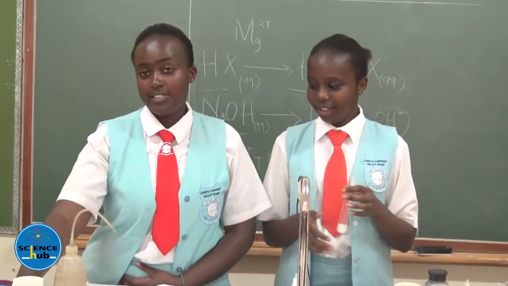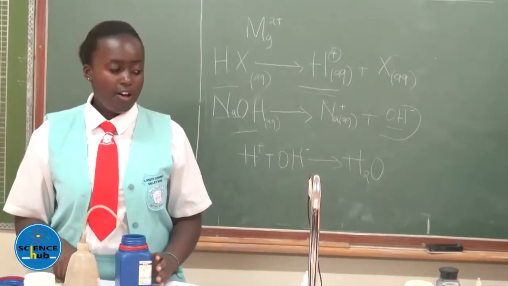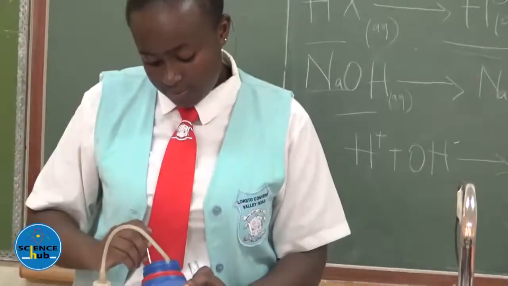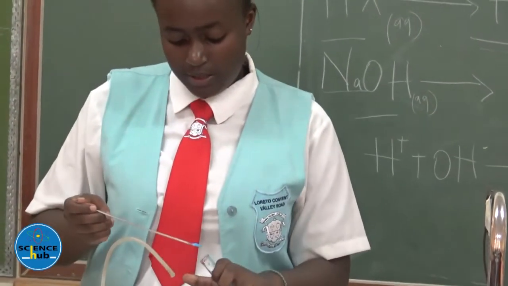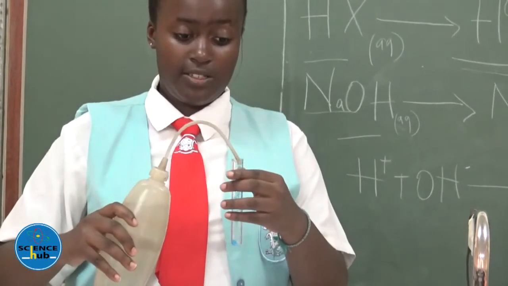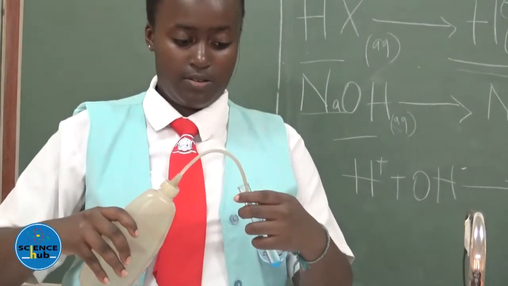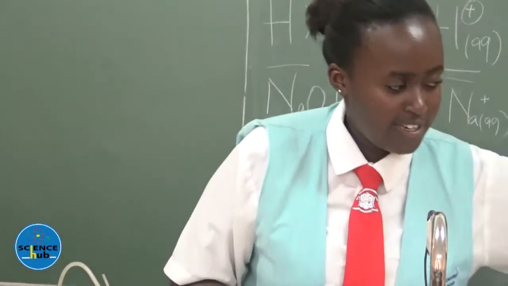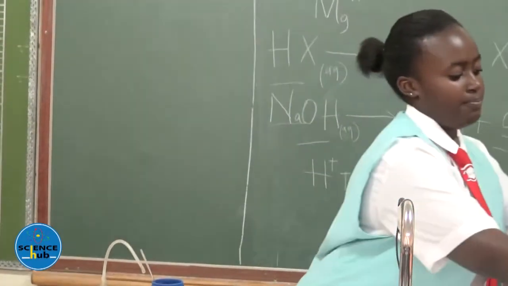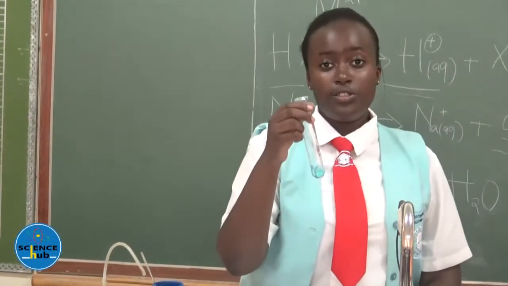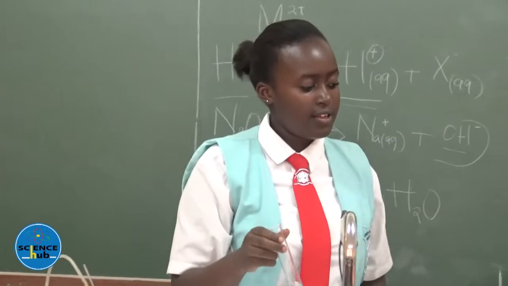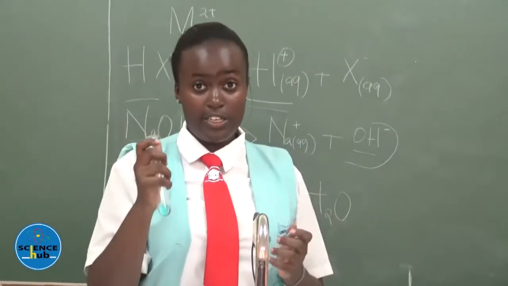Okay, the next salt is copper. All copper salts are blue in nature. We're putting about 3 spoons using this small spatula and making a solution out of it. Let's transfer it into a boiling tube, which is bigger, so as to make it easier. As you can see, a blue solution is formed due to the copper ions present. We're going to separate this solution into two.